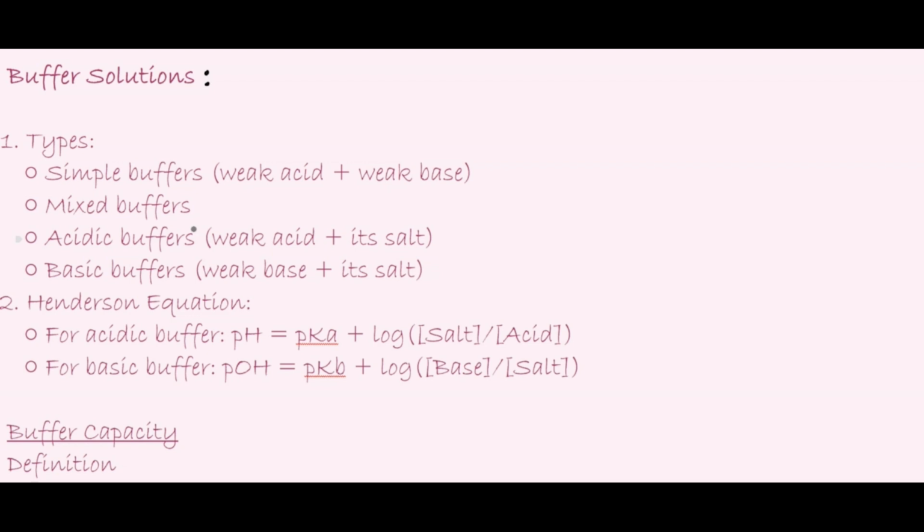Mixed buffers are there, acidic buffers. Here, most of the questions can be asked from acidic and basic buffers. An acidic buffer is a weak acid plus its salt. For example, if I am taking the weak acid as acetic acid, its salt, sodium acetate, combines to form a buffer. A basic buffer is a weak base and its salt, ammonium hydroxide and its salt, for example ammonium acetate. So that is the weak basic buffer.